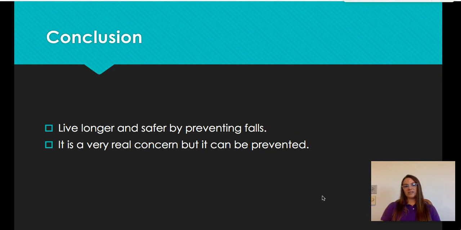In conclusion, we can live longer and safer by preventing falls. And it is a very real concern, but it can be prevented. So falls, unfortunately, are a high factor that leads to death, but you can do something about it. So I suggest that you take steps to prevent falls.